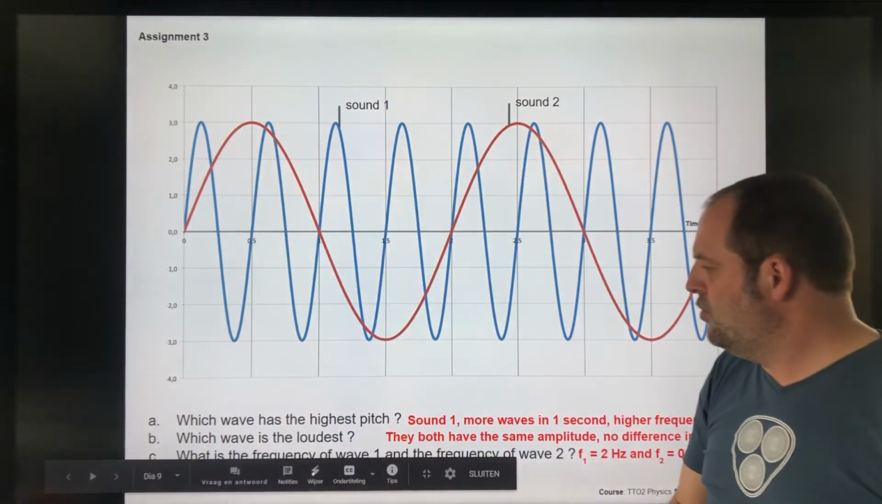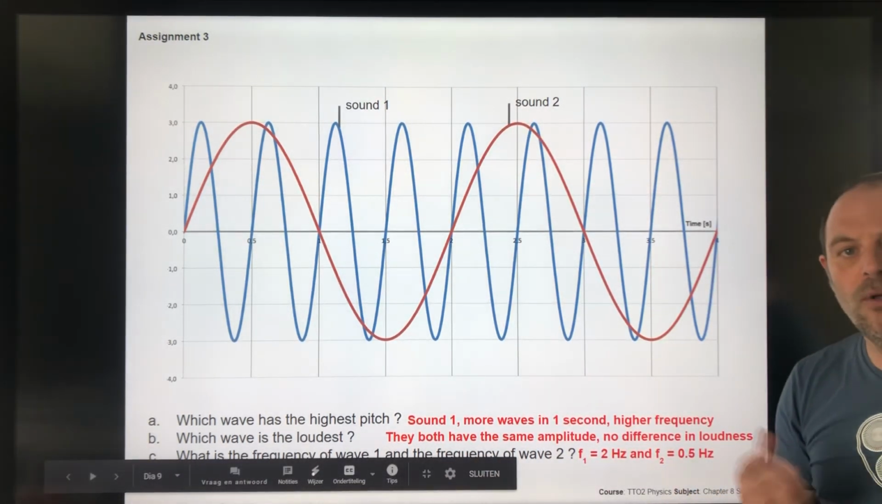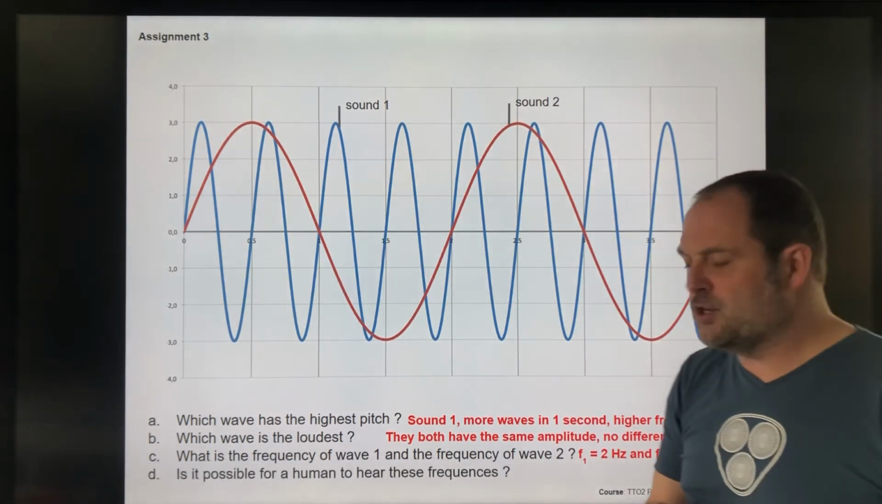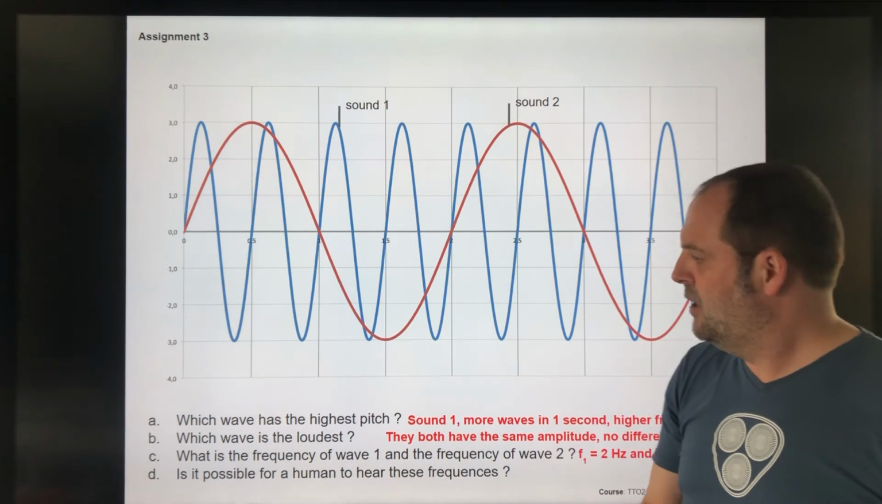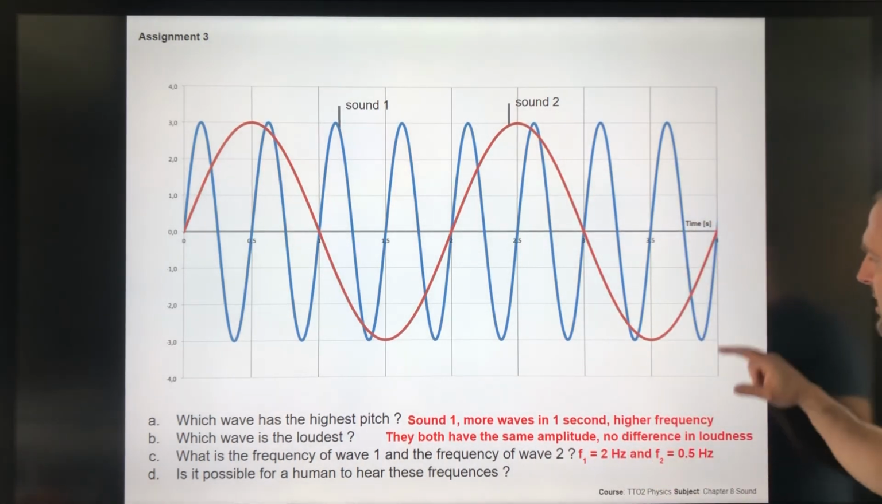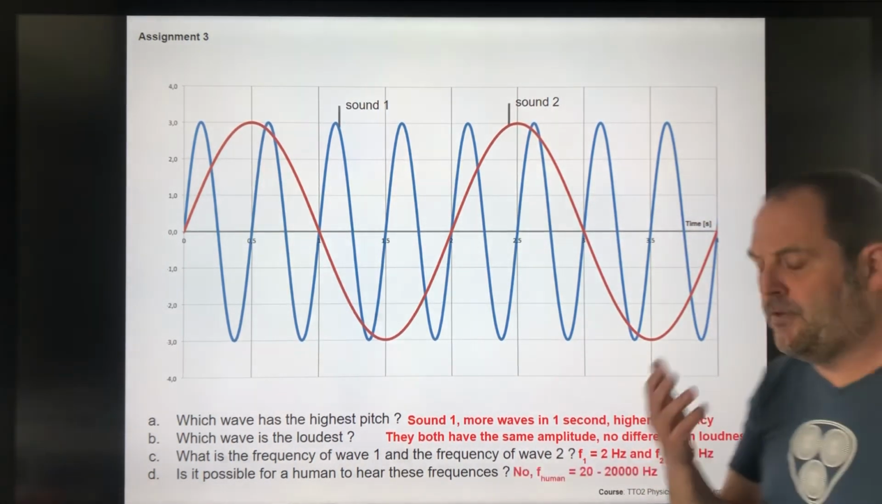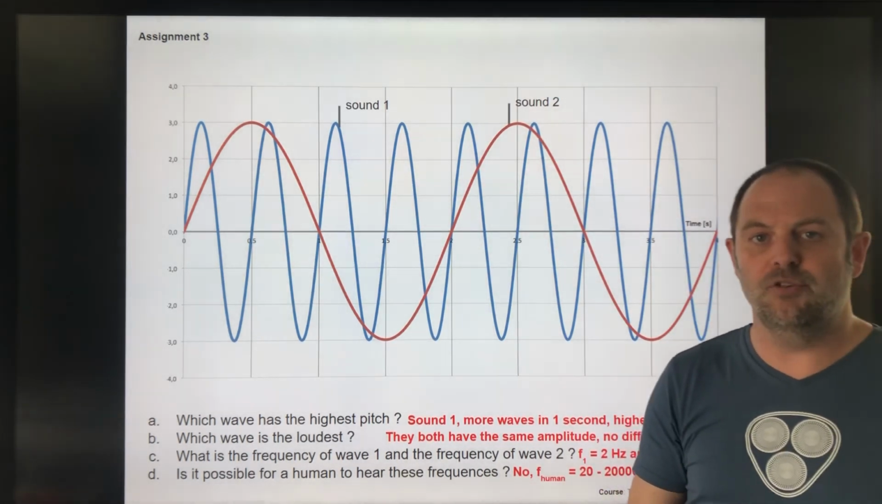Is it possible for humans to hear those frequencies? Well, you all know that the frequency range of humans starts at 20 hertz and it ends up at 20,000 hertz. Well, the frequencies 2 hertz and 0.5 hertz don't lie in that range, so we can't hear those.